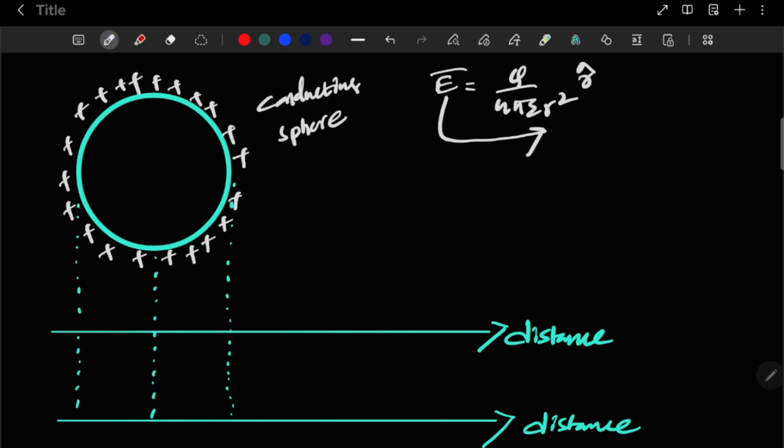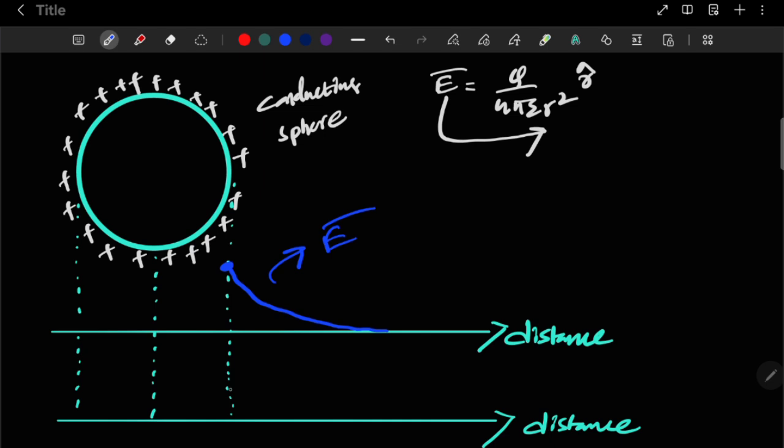So I will draw that part now. For example, here I have this much amount of electric field. Then as distance is increasing, that means when you go away from the conductor, the electric field reduces and becomes 0. So this is the plot I have drawn for electric field with respect to distance.